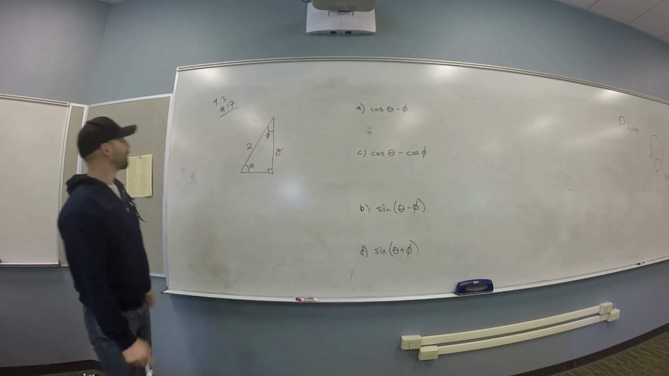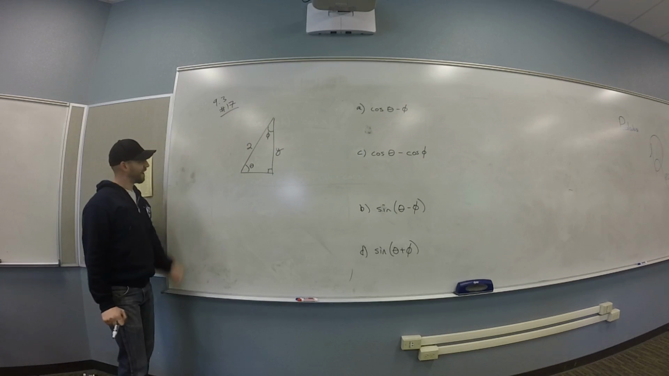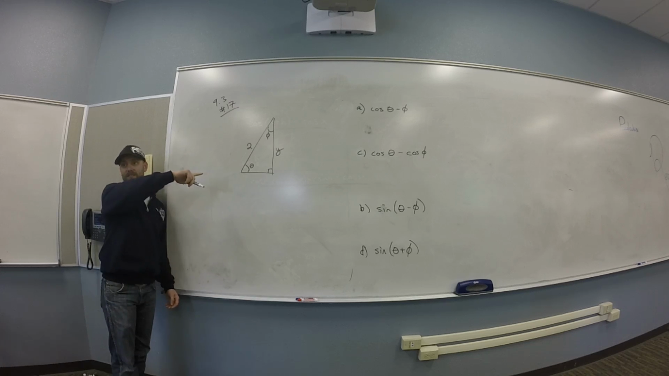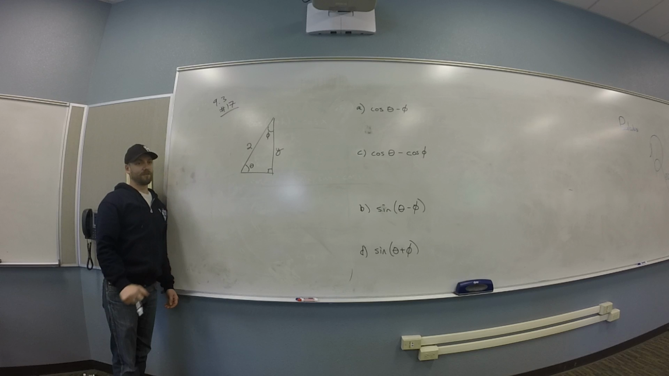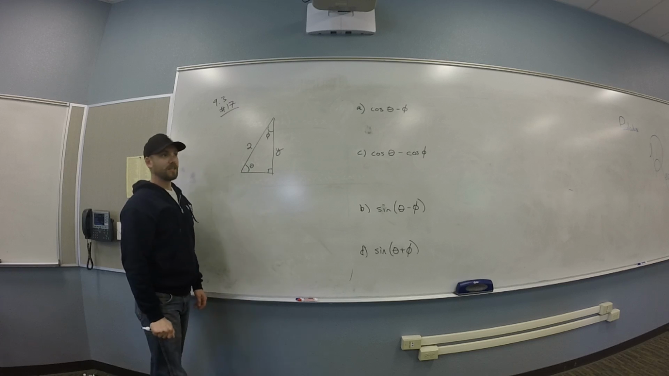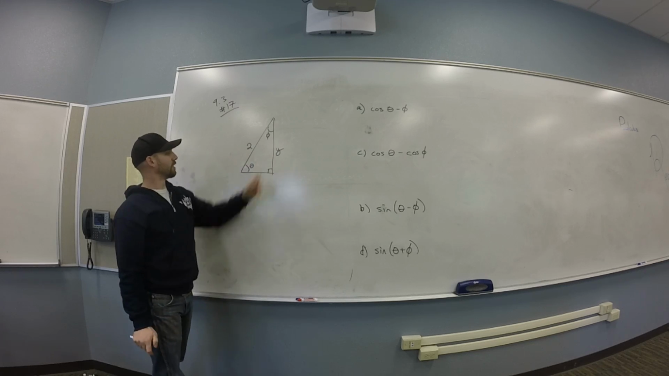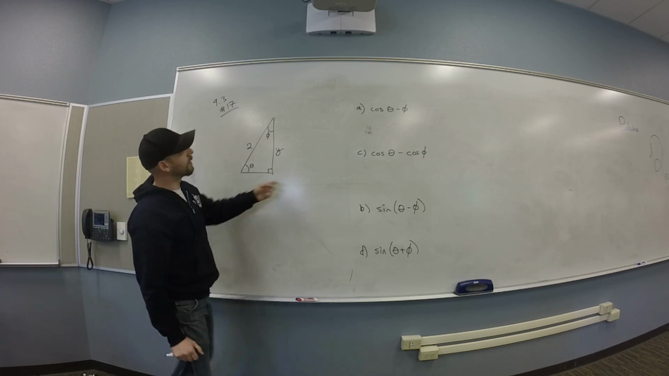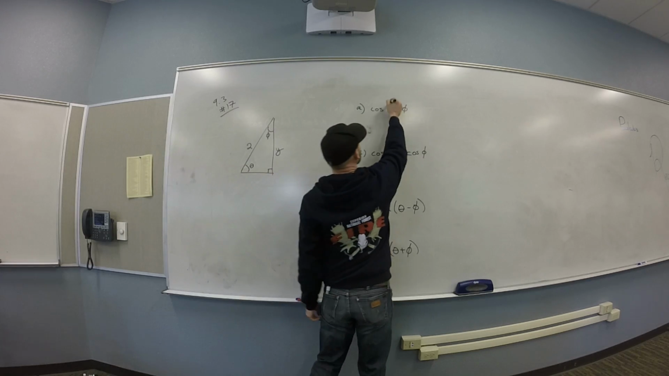All right, so for 9.3 number 17, I have this triangle where they told me I have a right triangle. And it has angles theta and phi and 90 degrees. And then the hypotenuse is 2, and the side across from theta is y. And then they want me to calculate a bunch of stuff.